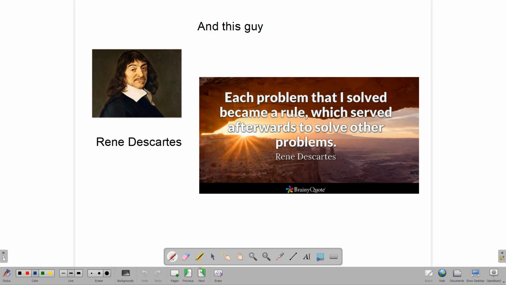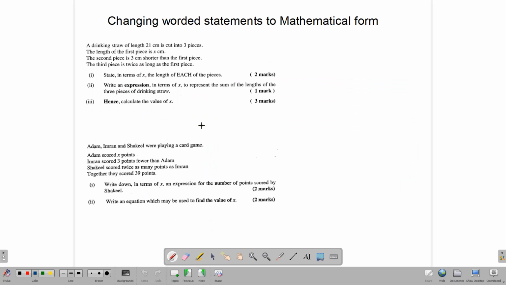So first, we're going to look at some word type questions, and what we're going to do is to try to create the mathematical sentences from these questions and guide you into how you should write them down. So let's start off with this one. A drinking straw of length 21 centimeters is cut into three pieces. The length of the first piece is x, the length of the second piece is 3 centimeters shorter than the first one. The third piece is twice as long as the first piece. So we are supposed to state in terms of x the length of each piece.